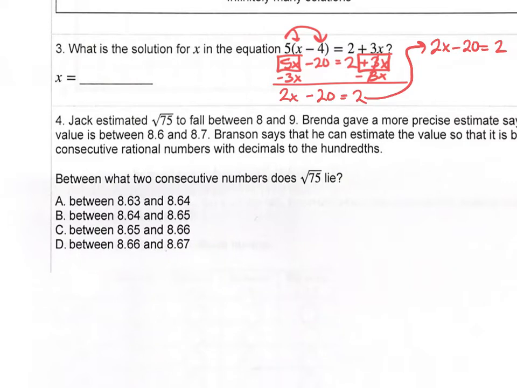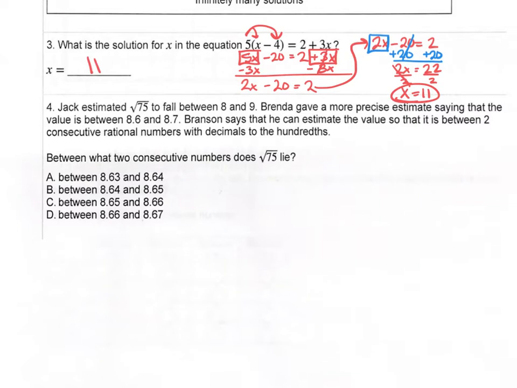So now I have a two-step equation. I'm going to box in my x term, which tells me I'm getting rid of this minus 20 by adding 20 to both sides of the equal sign. So we get 2x equal 22. Divide both sides by 2, and x is 11.